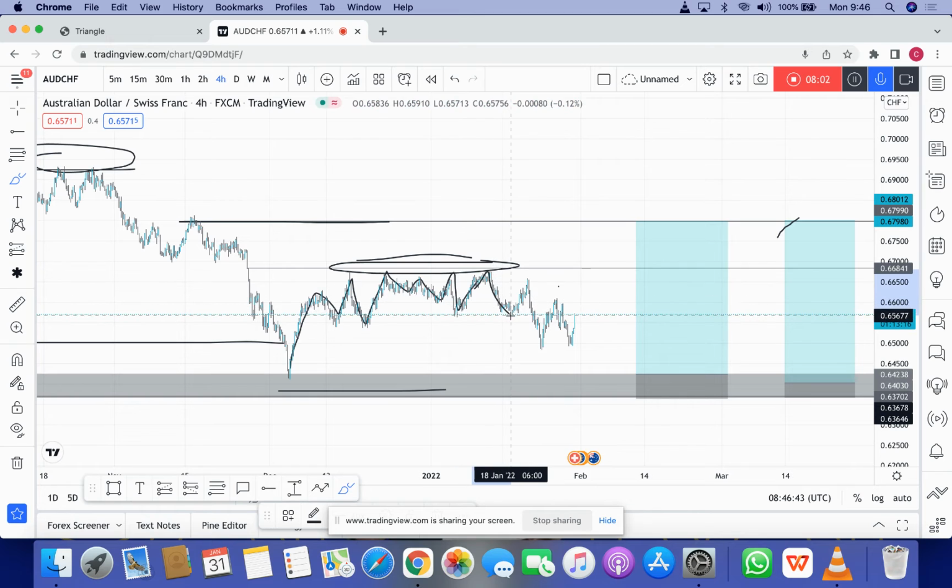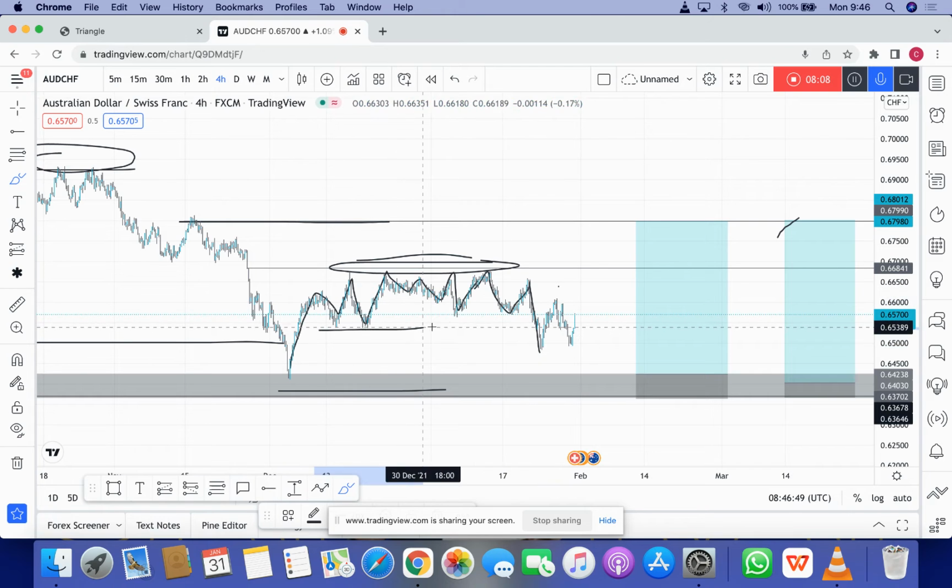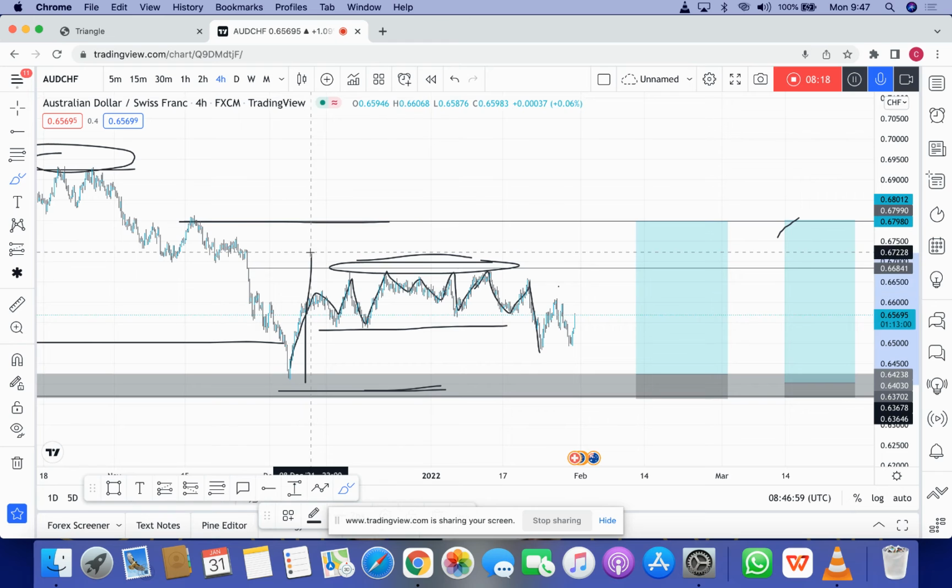Came here, nope. Up here again, broke structure. The buyers want to buy, but the seller says no. So buyers are down here, sellers are up there. So buyers want to buy, but sellers are saying no, we don't want to. Okay, so creating tons of orders here.